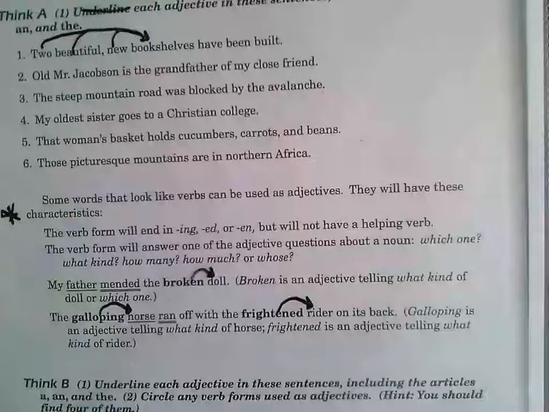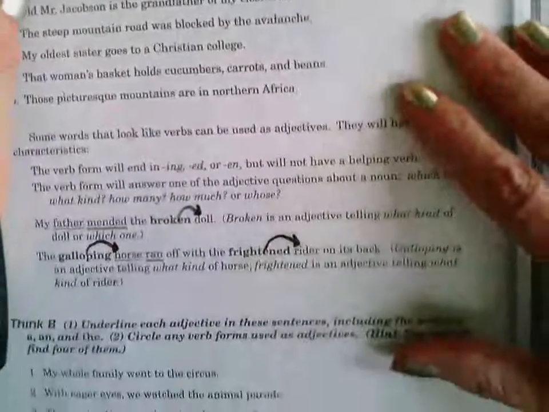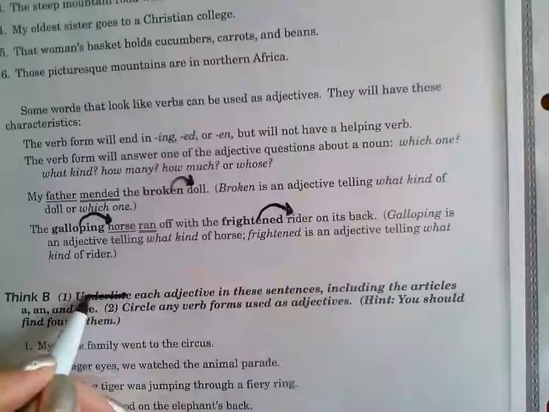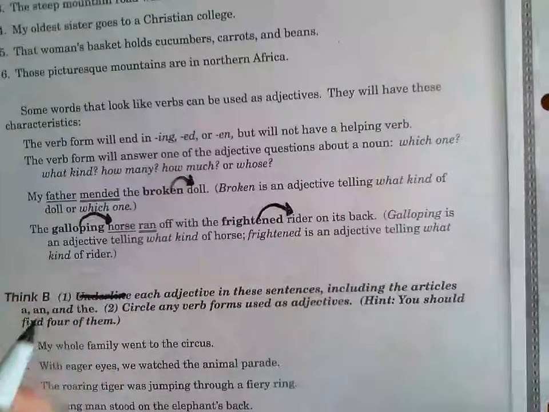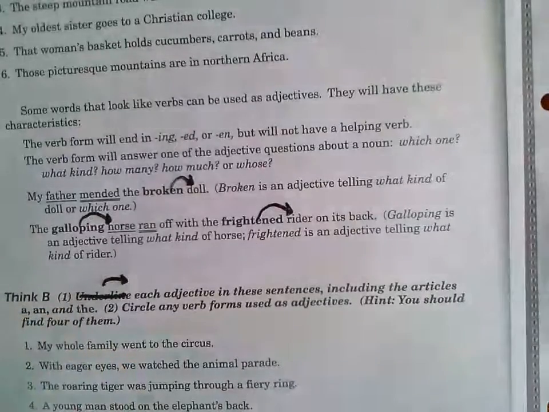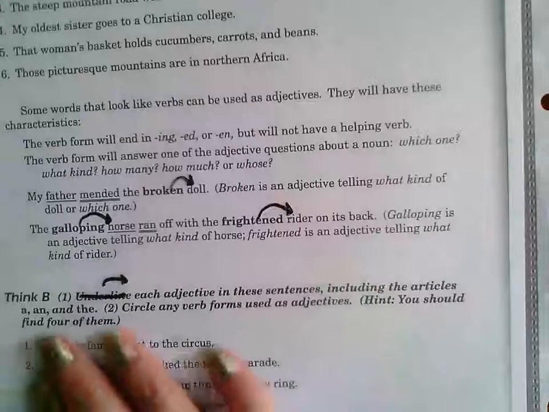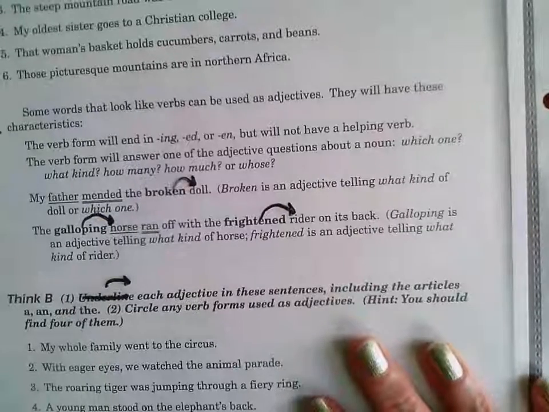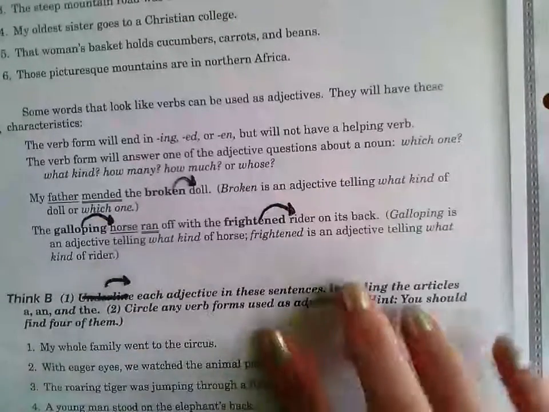Okay. All right, so let's look at Think B. Just look at the directions before we stop. Okay, again, cross off underline. In fact, instead of writing draw an arrow, just draw an arrow. Draw an arrow from each adjective in these sentences, including the articles a, an, and the. Circle any verb forms used as adjectives. You should find four of them. Okay, well, let's do number one, just as an example.